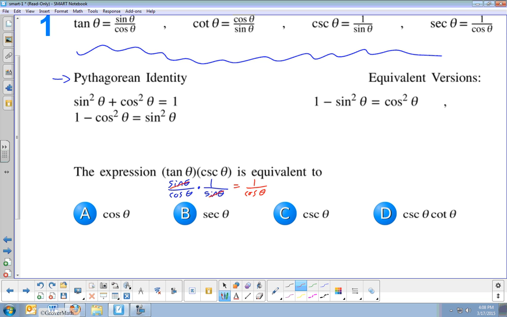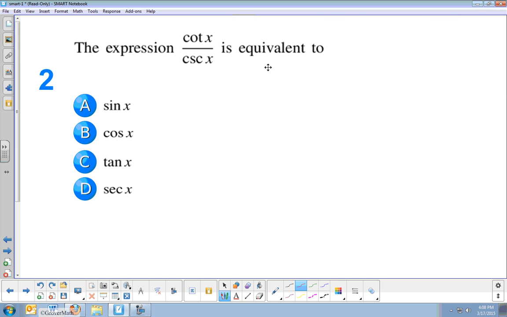And that can't be simplified further, so which of these is equal to 1 over cos theta? Well, secant is the same thing as 1 over cos theta, so that is the answer, because 1 over cos theta equals secant theta. And that's really all we're doing here, is rewriting things in terms of sine and cosine and simplifying.